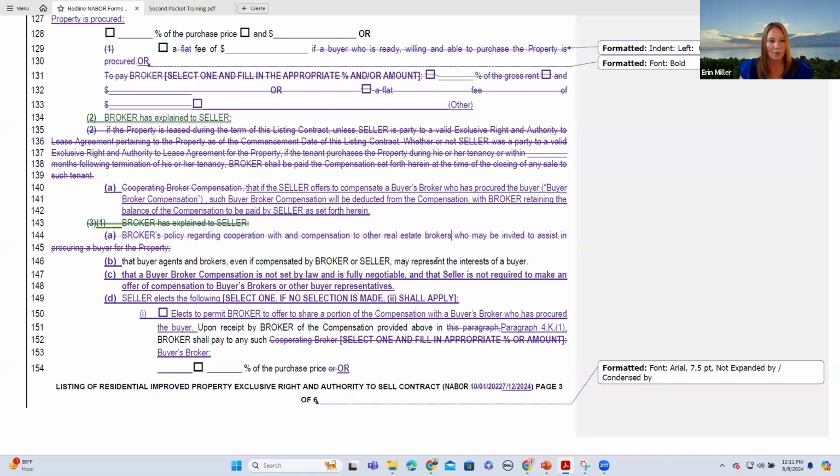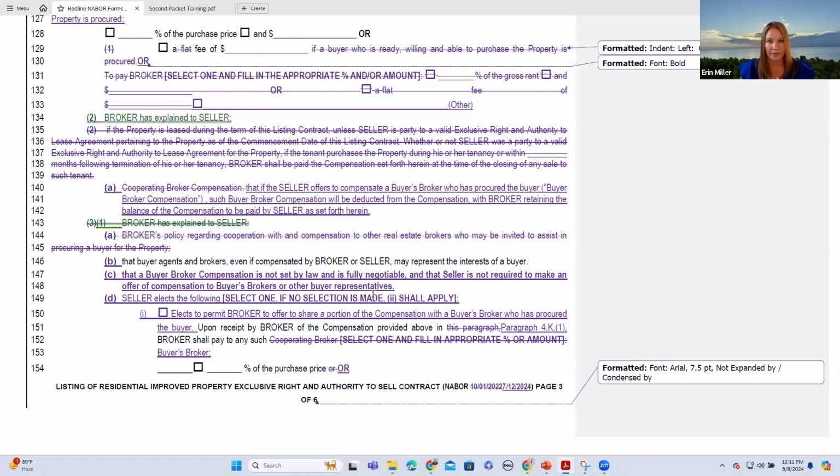Line 149. We've got 2 check boxes below. Seller elects the following, and if they make no election, meaning they forget to check a box, then it is deemed as if the seller did not elect to offer compensation to a buyer's broker. So again, have a conversation with your seller. If they elect to permit the broker to share a portion of the compensation with a buyer's broker who's procured a buyer, you would check the box in line 150, that's subparagraph 1.